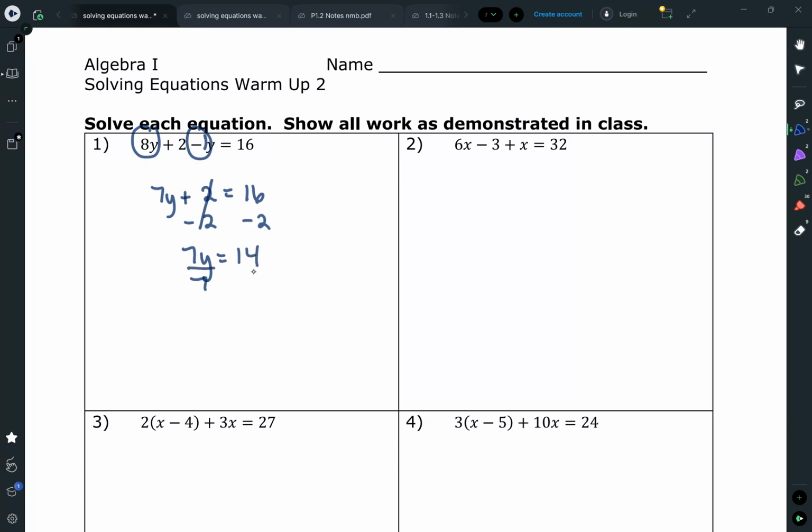Then we want to divide both sides by 7. 7 divided by 7 is 1, so I have 1y, which is the same thing as just y by itself. And on the other side, 14 divided by 7 is 2. So you're going to go ahead and do the same kinds of steps on problem 2. Pause it now and then check your work.